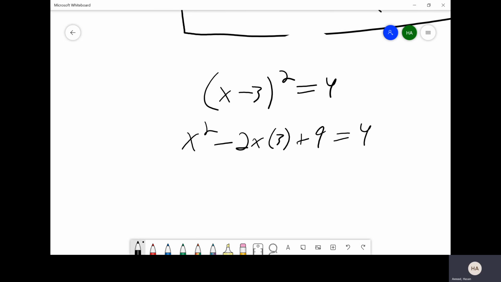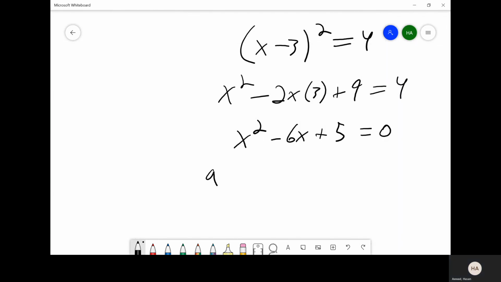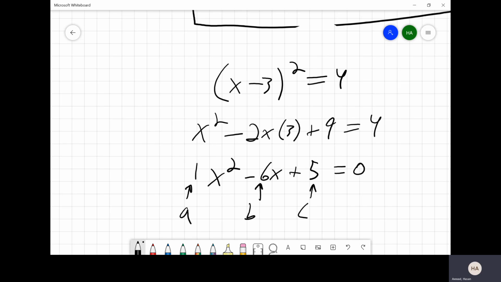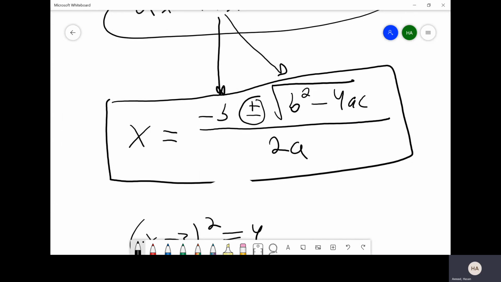Is equal to 4. Standard form means I'm going to pull that 4 over because we need a 0 on the other side. So we get x squared, and then negative 2 times 3 is minus 6x. And then subtracting the 4 from both sides, we get plus 5 is equal to 0. Great. Okay, we have it in standard form, right? With my a being, well, if it's hiding, it must be 1. My b is going to be negative 6. And my c is going to be positive 5, right?